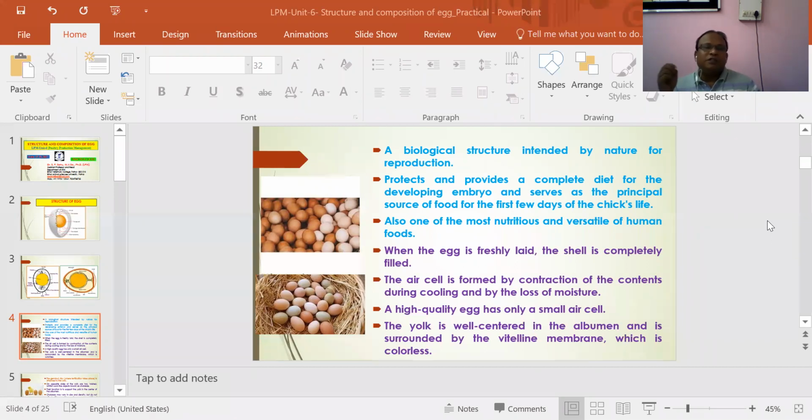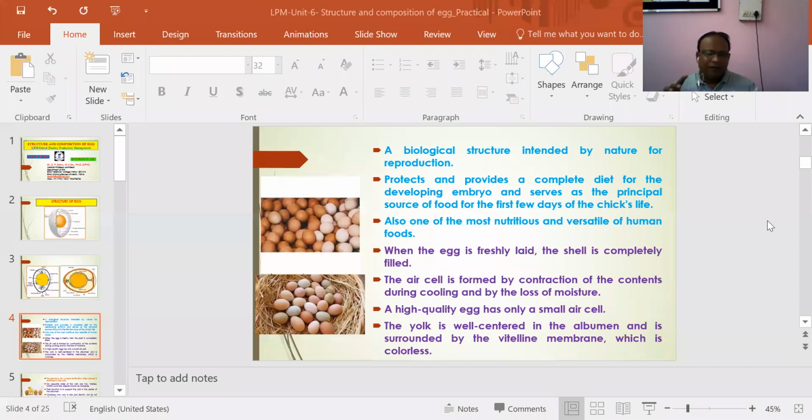Egg is also one of the most nutritious and versatile foods for human beings, because an embryo requires all the nutrients for development of its life. So egg is most nutritious and versatile, and globally it is used as human food. When an egg is freshly laid by the hen, the egg is completely filled, meaning there is no air cell. The air cell is formed by contraction of the content during cooling and by the loss of moisture.